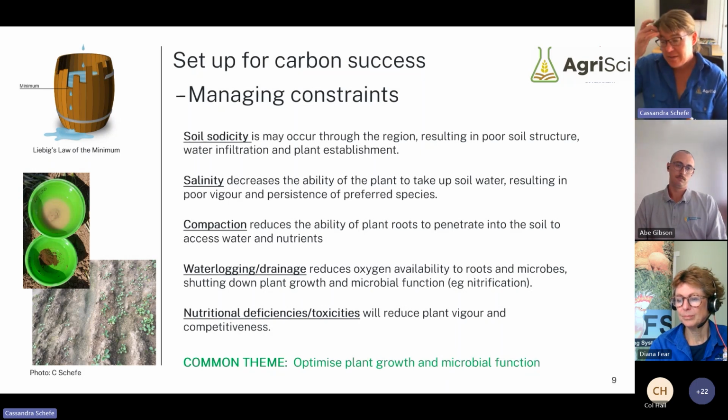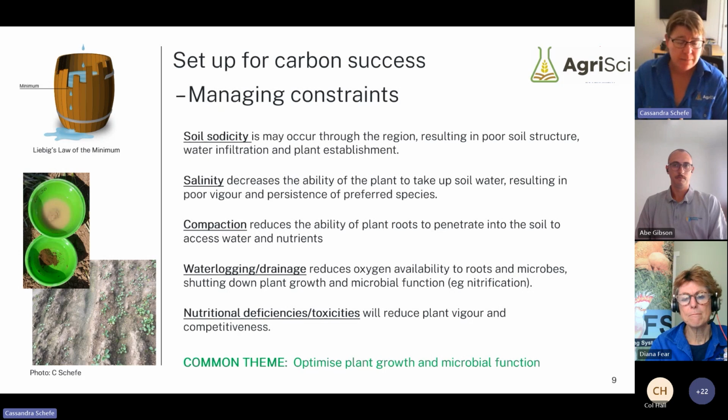So really the common theme through all this is that if we want to increase our chances of holding carbon and building carbon, we really need to look at optimising our plant growth and removing anything that could be stopping those plants from growing well. Once we do that, by that same process, we're also ramping up microbial function as well. So we've got healthy plants, healthy microbes, systems that are working, best ability to get things cycling.